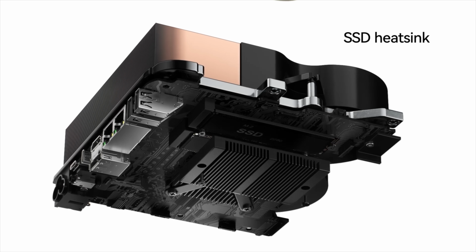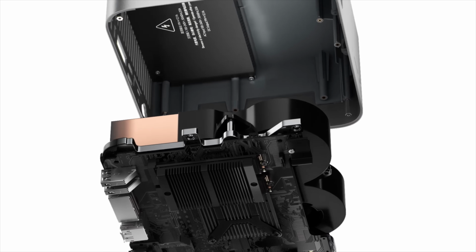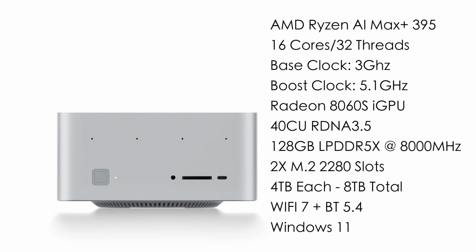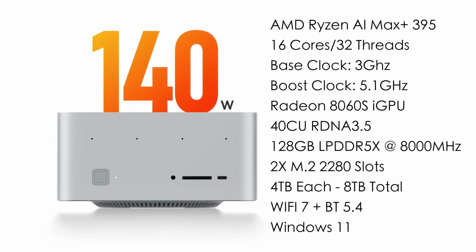Meaning we'll be able to sustain those higher clocks on the CPU and GPU with this thing for sure. And of course, when it comes to the overall specs here, we've got that AMD Ryzen AI Max Plus 395, up to 140 watts in this. We've got 16 cores, 32 threads, base clock of 3 GHz, boost up to 5.1. Radeon 8060S iGPU based on RDNA 3.5 with 40 compute units.